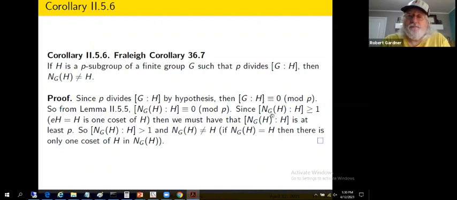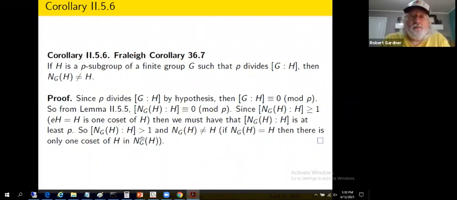The index of H in the normalizer is greater than or equal to 1. It has to contain at least one coset. Based on the identity, there's a coset of H right there that's contained in the normalizer. H itself is contained in the normalizer. It's not 0 is what we're showing here. It must be 0 mod p, so it must be a multiple of p, a non-zero multiple of p.